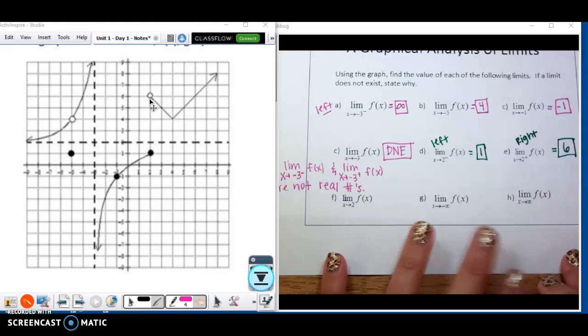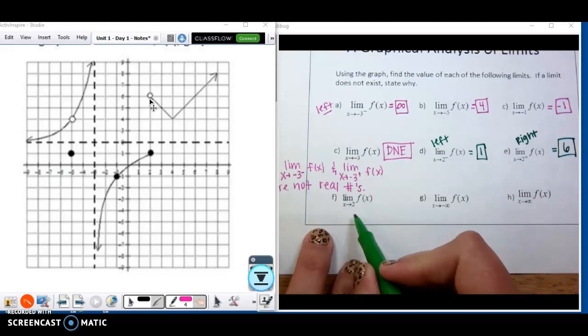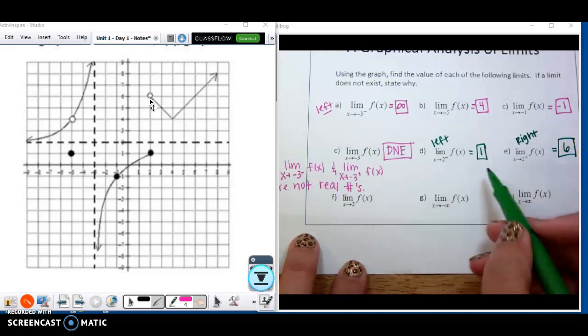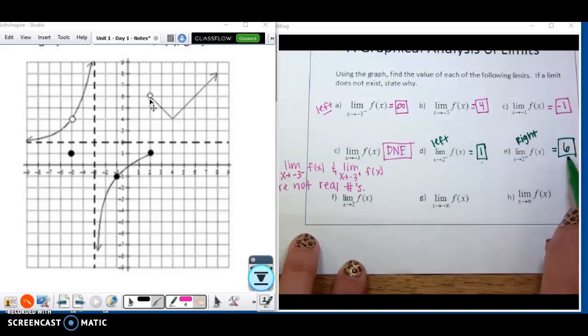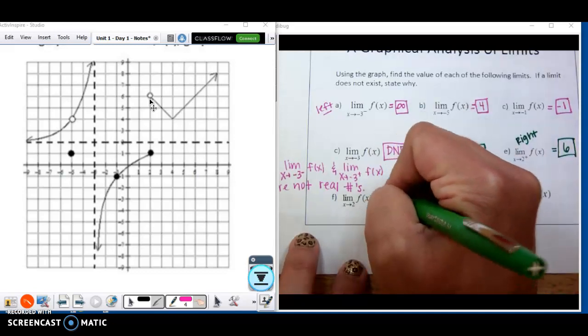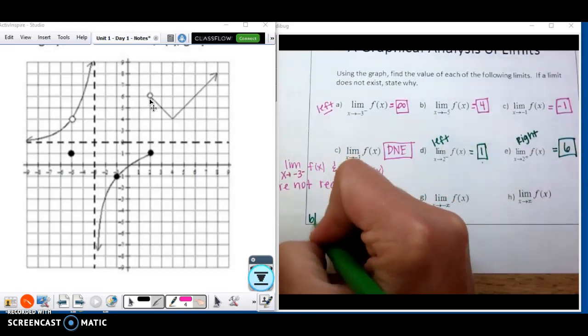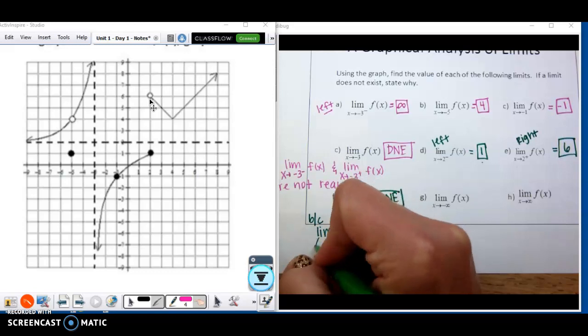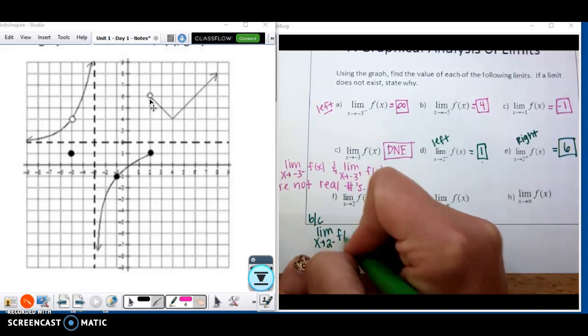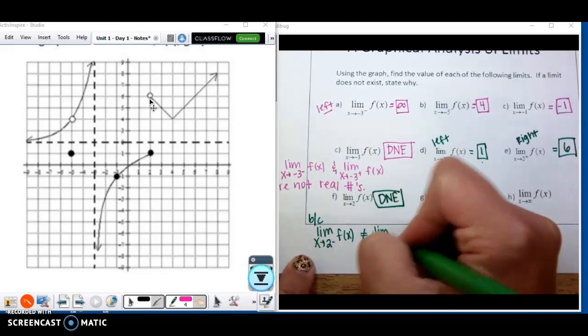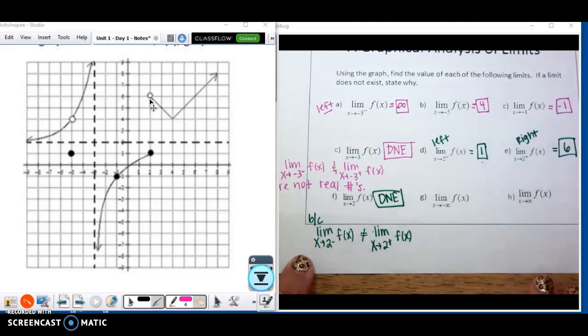So, when we get down here to part F, it says the limit as x approaches 2. Well, remember, to do the limit, you have to check the left and the right. We already checked the left was 1 and the right was 6. So, remember, if they're not the same, then it doesn't exist. Since we have to give a reason for this, we would say because the limit as x approaches 2 from the left is not equal to the limit as x approaches 2 from the right. They were real numbers, but they weren't the same real number.